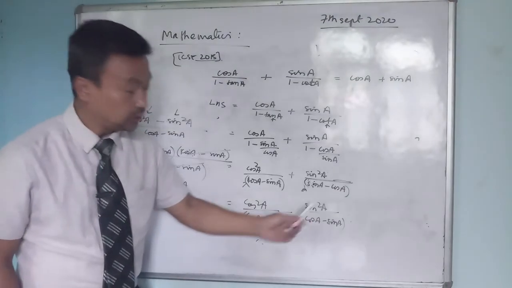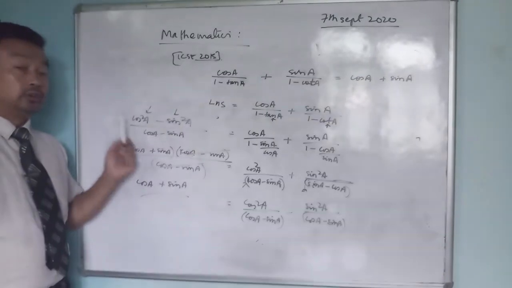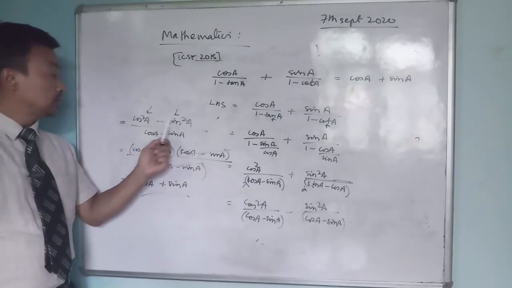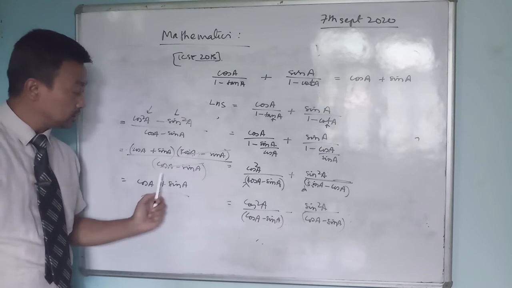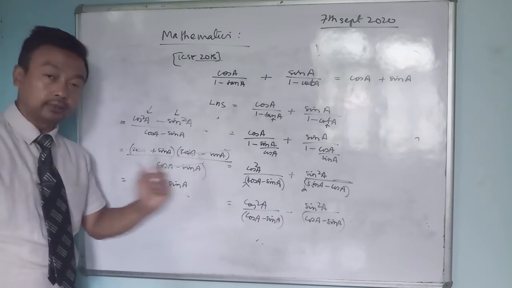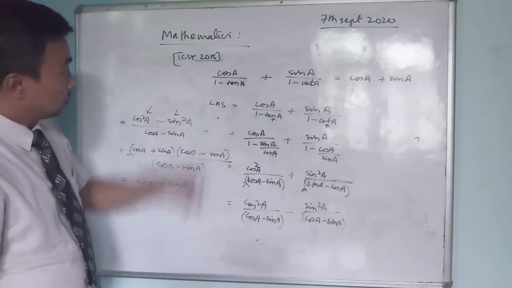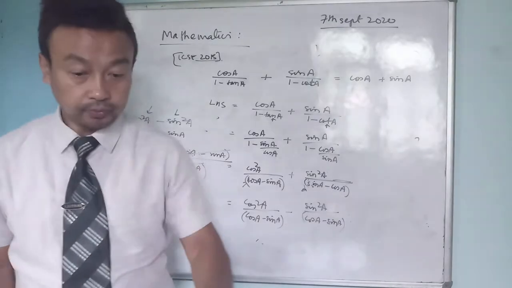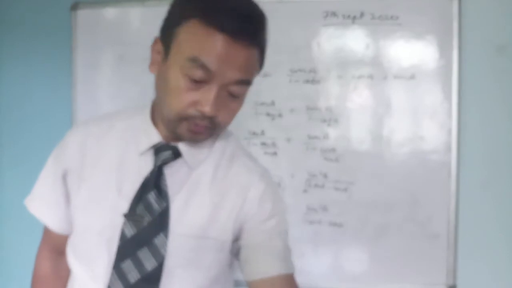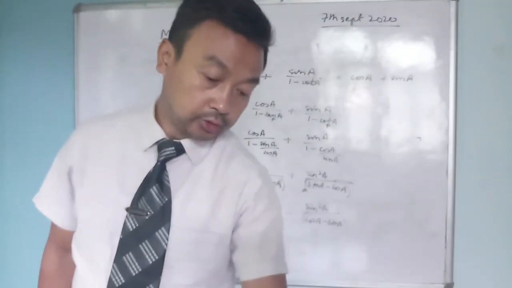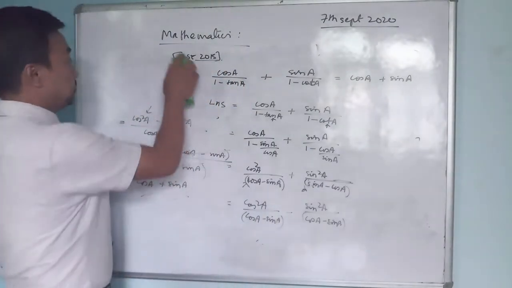Cos square minus sin square. Here we can recall the formula: a square minus b square, a plus b, a minus b. In the denominator you have this, so these two brackets can be cancelled. So like this you have to solve it. Now there is one more question I am going to solve. Let us do it from the textbook, question number 38.